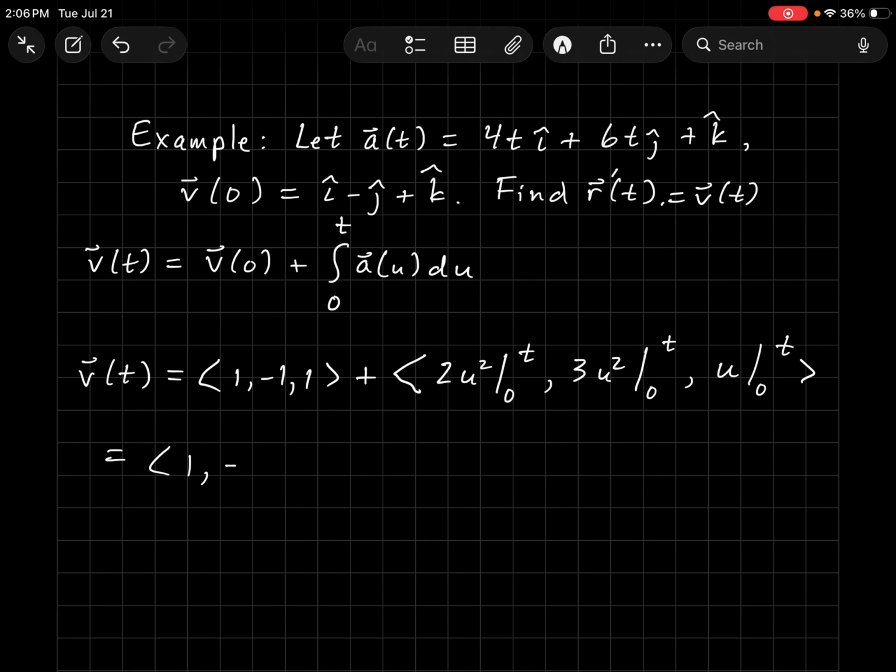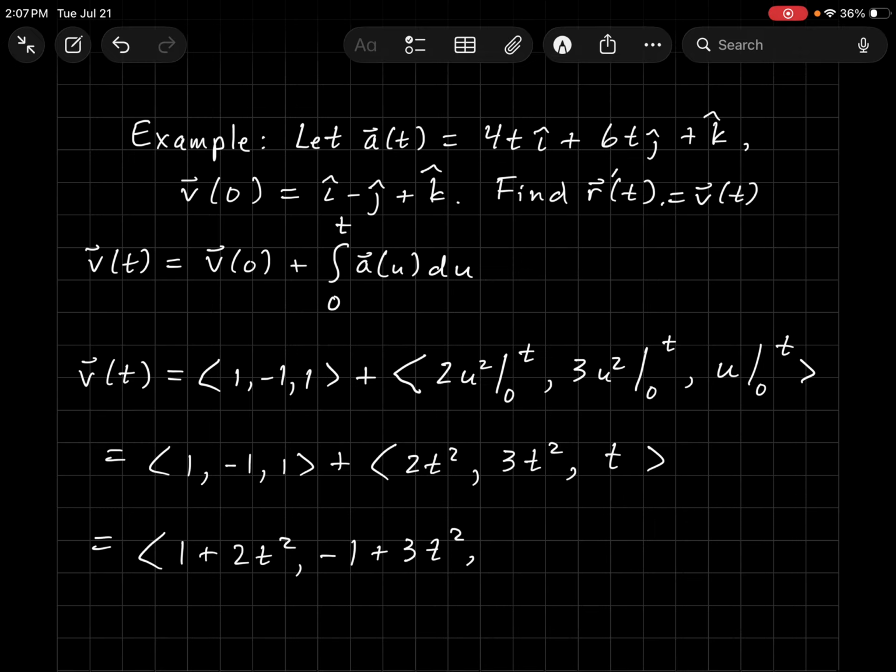Let's do a little bit more work. Put my starting point down again. Plus, then we have, plug in the top limit, 2t squared, minus the bottom limit, 0, comma, plug in the top limit, 3t squared minus the bottom limit, 0, and then comma, plug in the top limit, minus the bottom limit, gives us just t in the back part. So the velocity vector would be 1 plus 2t squared, negative 1 plus 3t squared, comma 1 plus t.